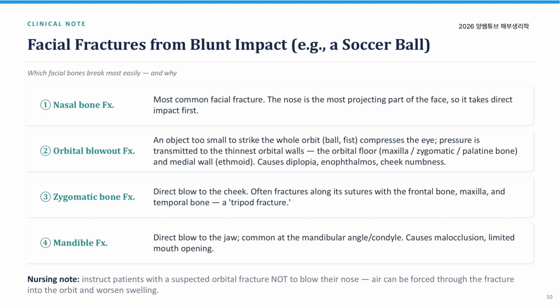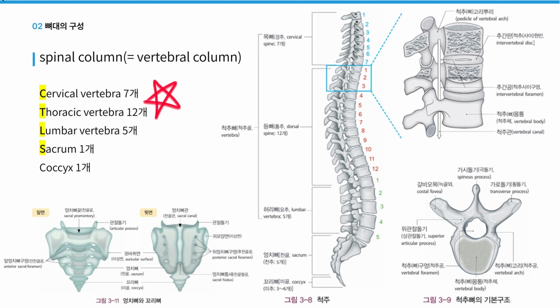Moving on, let's look at the spinal column, also called the vertebral column. First, the names and numbers of the vertebrae from top to bottom. Cervical vertebrae, 7. Thoracic vertebrae, 12. Lumbar vertebrae, 5. Then the sacrum, a single fused bone, and finally the coccyx, also a single fused bone. A tip for remembering the numbers. Think of meal times, 7 a.m., 12 noon, 5 p.m., cervical 7, thoracic 12, lumbar 5. That's a classic trick, and I'd recommend using it.